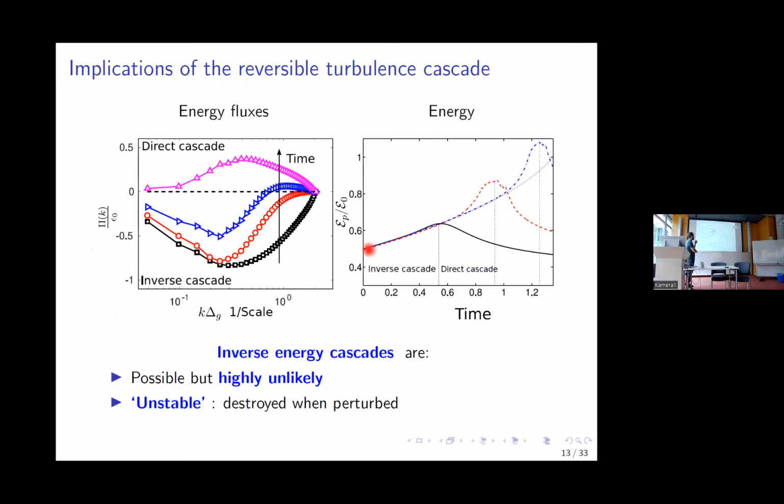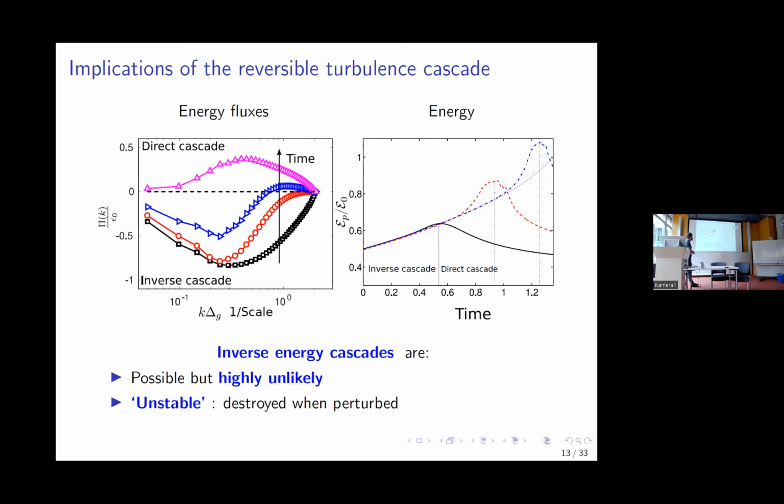But what happens is that only a small perturbation will make the cascade go forward again. There will be a point in which the perturbations will grow large enough to destroy the inverse cascade. So the inverse cascade is possible because we know the system allows for it, but it's highly unlikely. First, because it is very difficult to find an initial condition that would actually lead to an inverse cascade. And second, because it is unstable. It is destroyed when you perturb it.